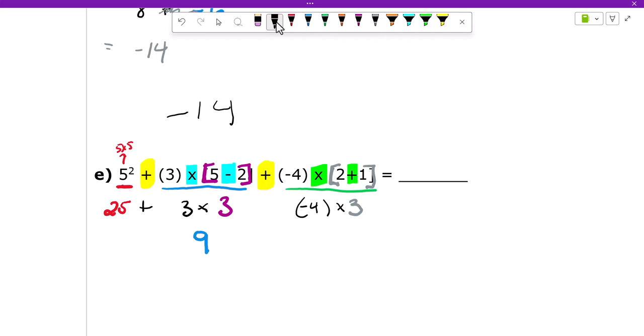Oh, I got rid of my one. All right. Gage. Negative 12. A positive times a negative, right? That's the thing for this year. You gotta watch out for the signs. And this is green, so I'll do negative 12.